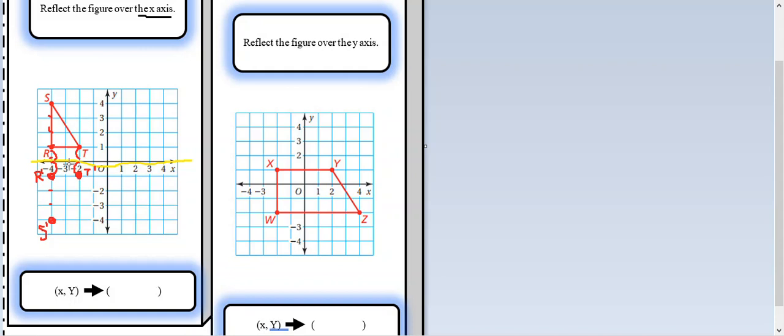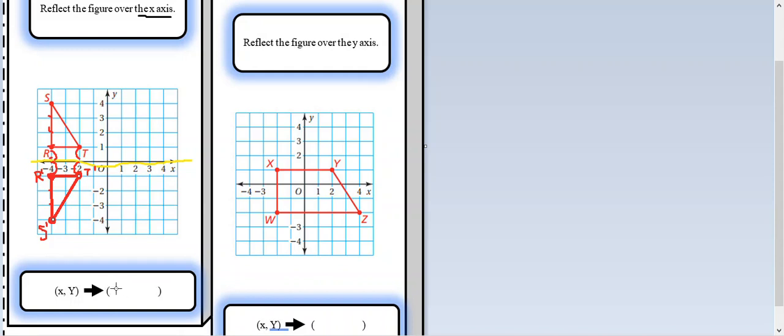Once I have my points, I can connect my dots and make my new shape, our new reflected shape. So I connect all my dots, and then I successfully reflected this triangle over the x-axis.